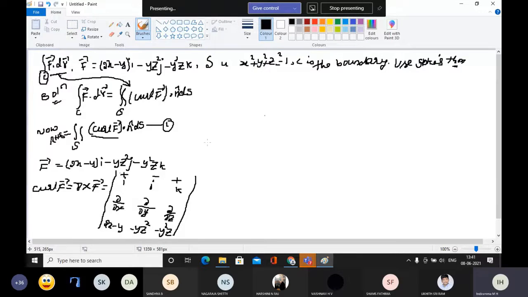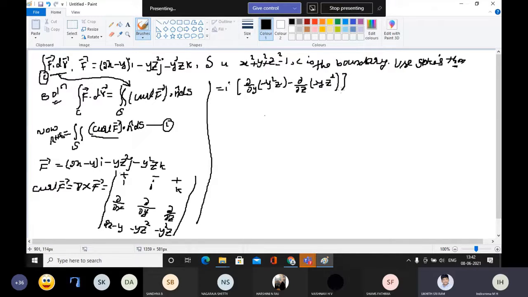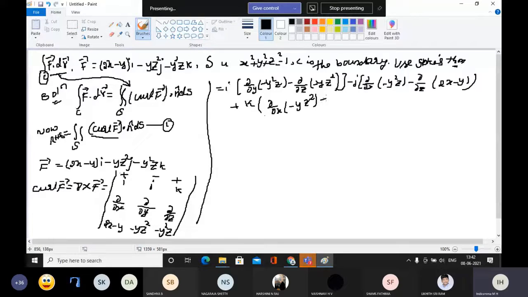So now i into dou by dou y of minus y square z minus dou by dou z of minus yz square, minus j into dou by dou x of minus y square z minus dou by dou z of 2x minus y, plus k into dou by dou x of minus yz square minus dou by dou y of 2x minus y.